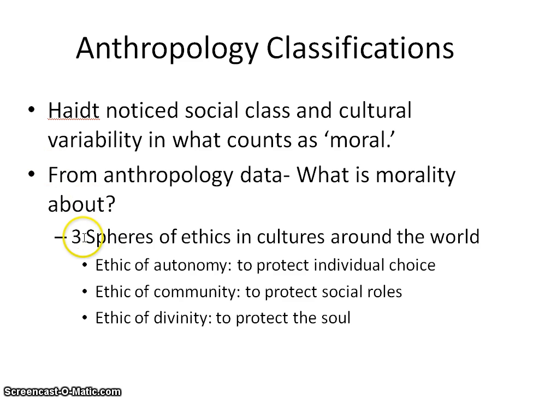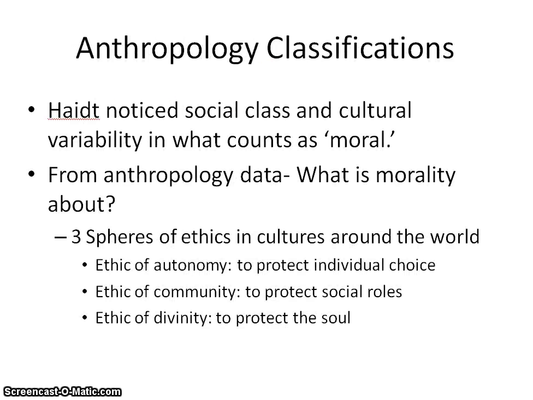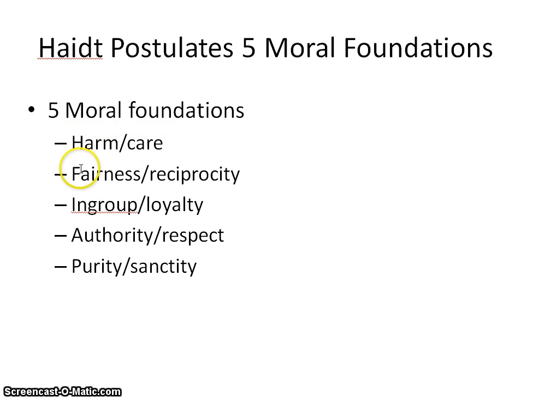Now, from this anthropology research, Jonathan Haidt then is going to distill out 5 moral foundations. What he argues, these are 5 areas of concern that cultures around the world are likely to treat as moral concerns. Now, how do you get the 5 out of the 3? Well, we'll see that the ethic of autonomy is captured in Haidt's first couple of foundations. First, the harm and care foundation, and the fairness and reciprocity foundation.